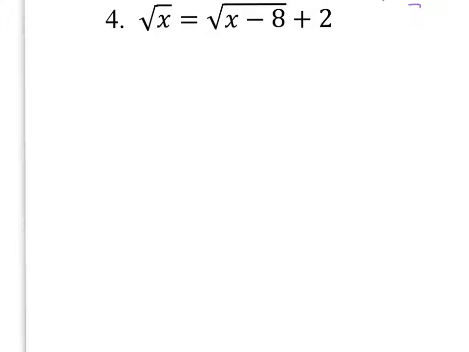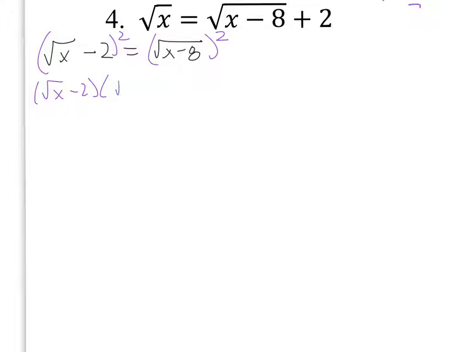Again, here's another long one. You want to get the large root by itself first, so I have to move this over. So I have the square root of x subtract 2 is equal to the square root of x minus 8. You want to get rid of that square root, so this whole thing is squared and this whole thing is squared. You have to FOIL this. So multiply by itself. This is usually the mistake people make a lot. These two cancel each other out. You end up with just x minus 8.